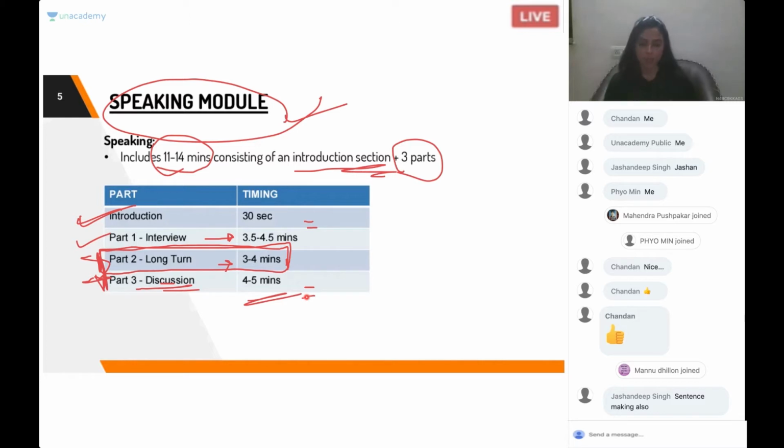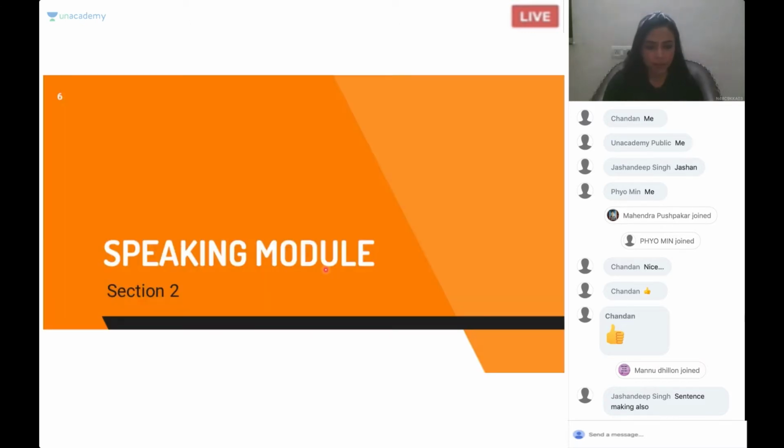But in the long turn, why is it difficult? Because it's not a dialogue conversation. It's straight away a conversation where you have to keep talking on a particular topic, which I'll tell you what it is exactly like. But it's relatively a bit more difficult than the other parts. So yeah, as I said, we're discussing section 2 today in detail.